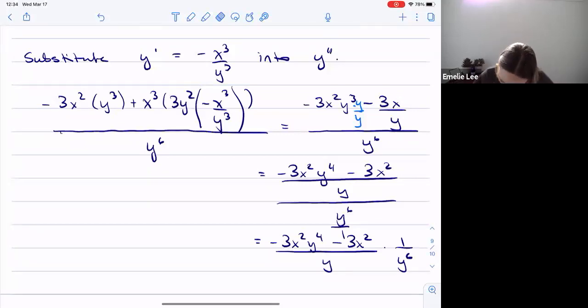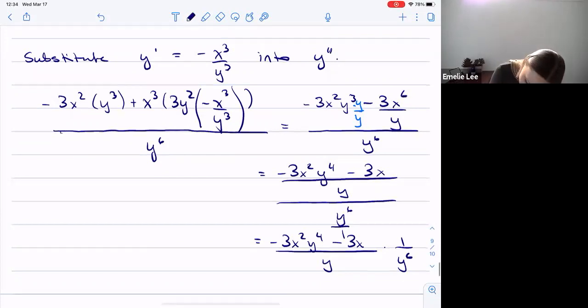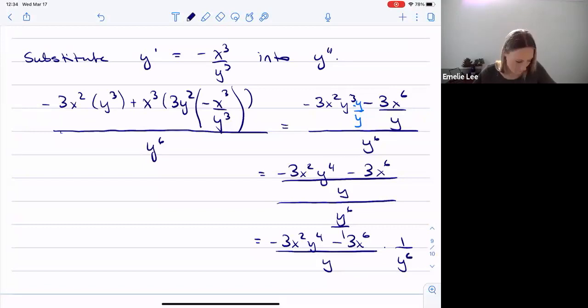Let me go back, pretend that didn't happen. x to the 3 times x to the 3 is x to the 6. There. Just pretend it didn't happen. It did happen. Maybe I should check my notes every now and then. Negative 3x squared y. Okay, we are good. Hopefully. Good.